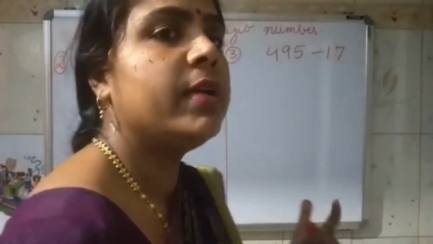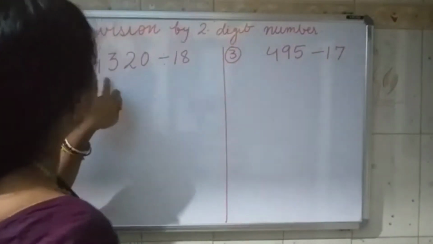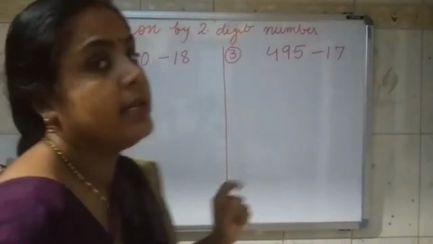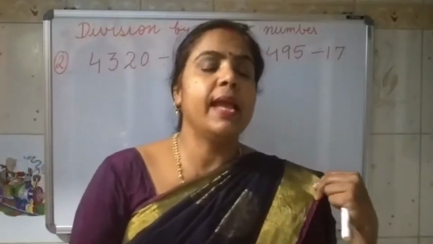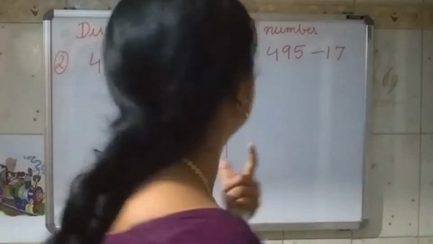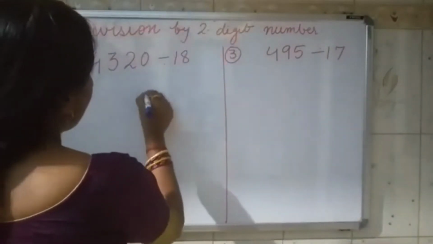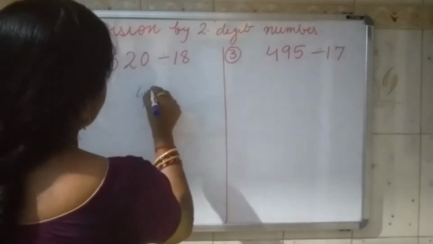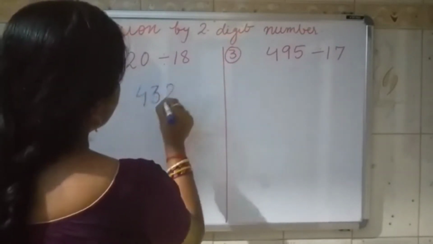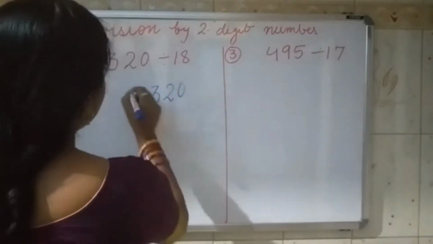Okay, now moving to the second question. 4320 divided by 18. I told you to learn the table till 20, and if you have learned it, you can usually do this question. So just move for this. 4320 divided by 18.